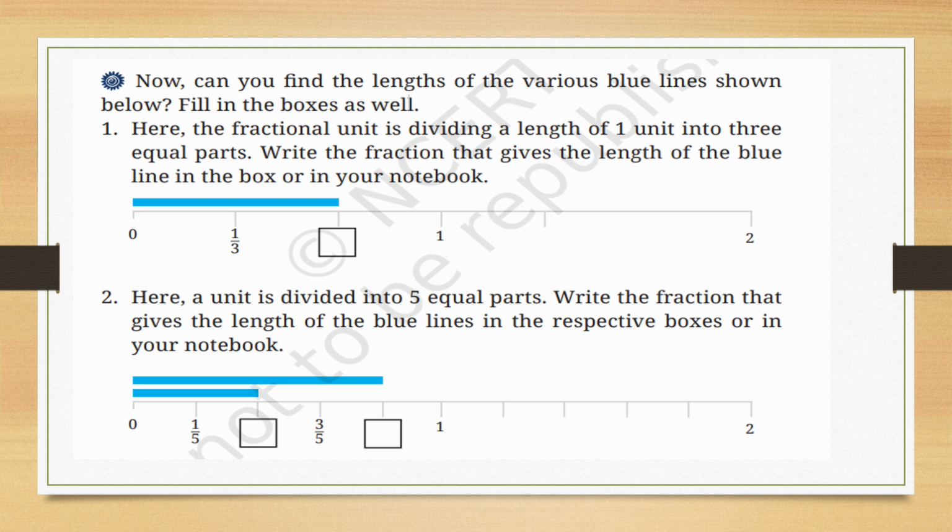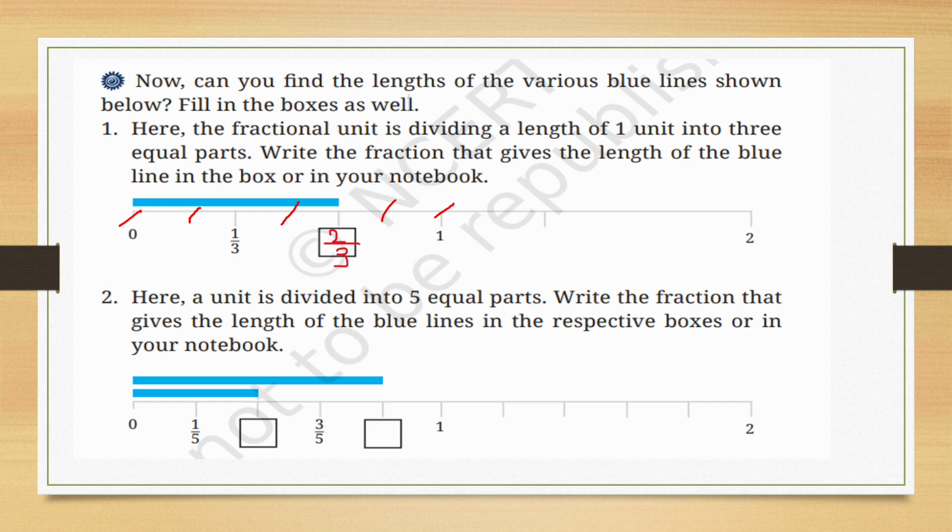Here, the fractional unit is dividing a length of 1 unit into 3 equal parts. Write the fraction that gives the length of the blue line in the box or in your notebook. See, here it is 0, here it is 1. And the length of 1 unit is divided into how many equal parts? 3 equal parts. See, 1, 2 and 3. So, here, one part is 1 by 3. So, 2 parts is 2 by 3.